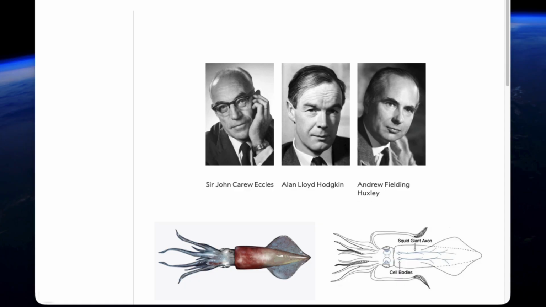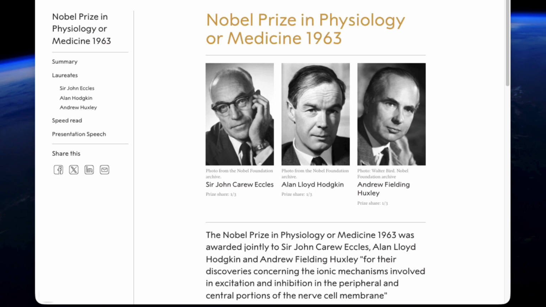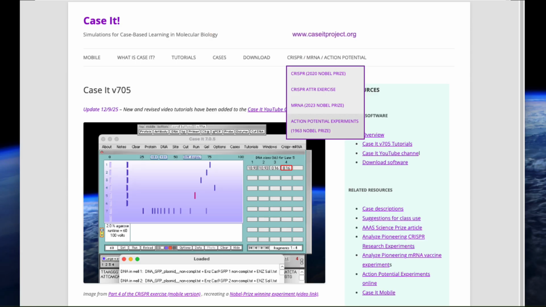Put yourself in the place of these investigators as they waited each morning for the fishing fleet to come in so that they could use fresh squid axons for their experiments. Then imagine what it must have been like in 1963 when, along with John Eccles, they received the Nobel Prize for their discoveries. Videos in this series that enable you to recreate their experiments are available on the CASEIT website. The link is in the description.